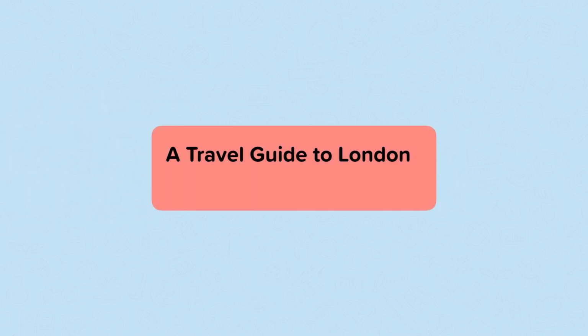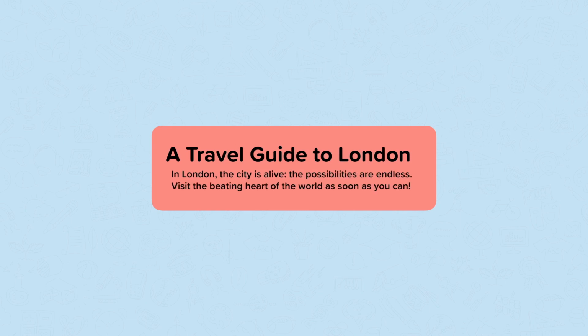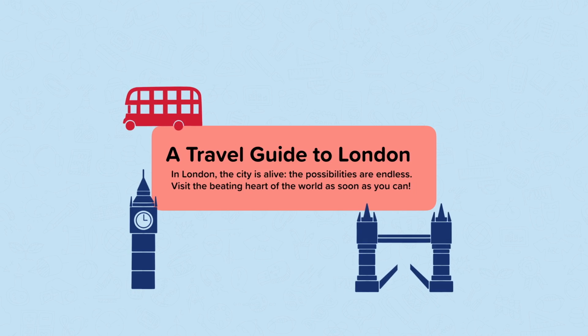In this final non-fiction example, we're looking at a travel guide. "In London, the city is alive. The possibilities are endless. Visit the beating heart of the world as soon as you can." In this travel guide, London is personified. It is described as alive and as the beating heart of the world. This creates a vivid image of London's vibrancy. It helps to convey the message of the travel guide that tourists should come and visit London.